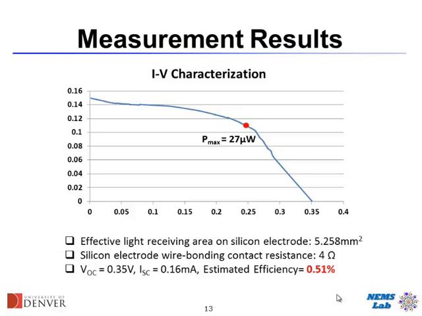Maximum current of about 150 microamps, and open circuit voltage of 0.35 volts, maximum power of 27 microwatts for an area of 5.2 millimeters squared. If we do the calculation for the efficiency, it ends up being about 0.5%. It's not that high. It's not even close to the highest that people can get. But again, given the simplicity and low cost that you can build these devices for, might make it justified for some of the applications.